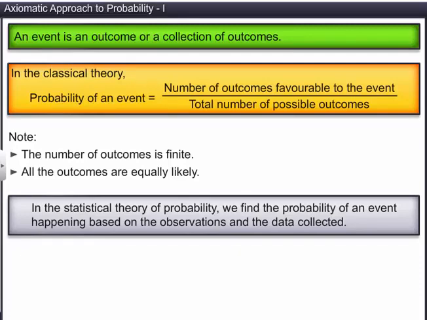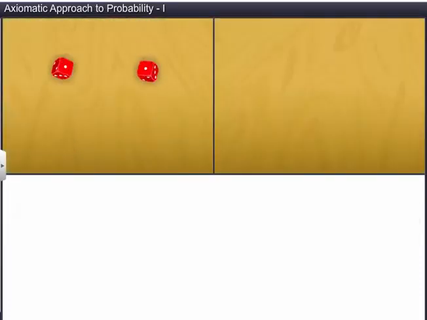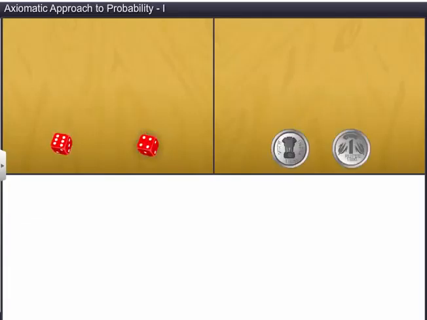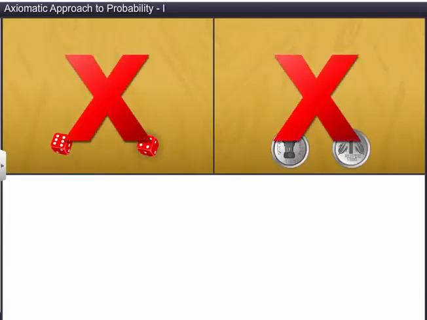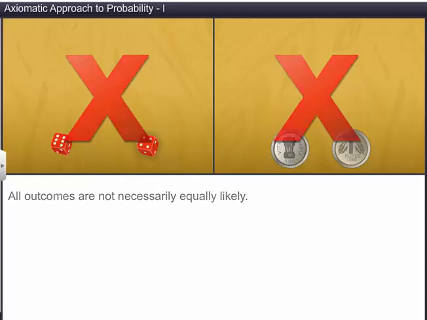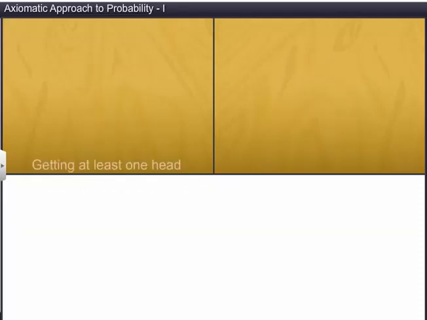Neither theory can be applied to experiments that have an infinite number of outcomes. Furthermore, in the classical as well as the statistical theory, it is assumed that all the outcomes are equally likely. That is, the outcomes are equally probable. This is logically incorrect. For example, the event of getting at least a head in an experiment of tossing of two coins simultaneously.